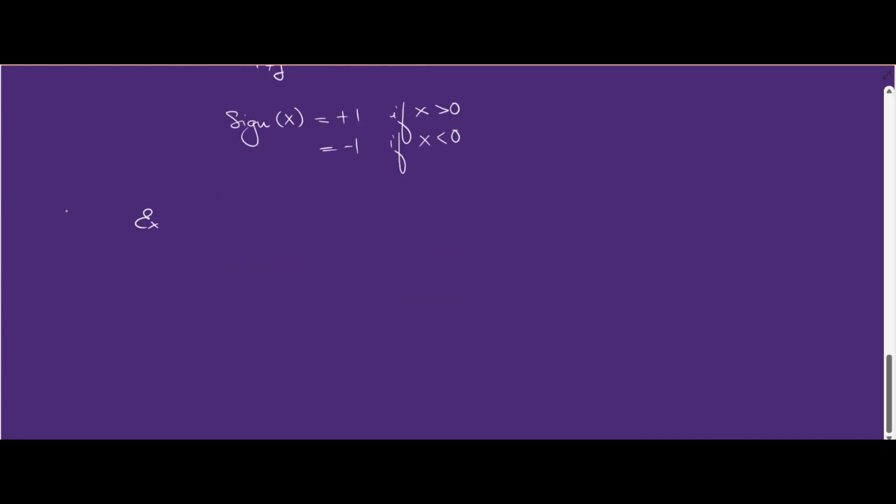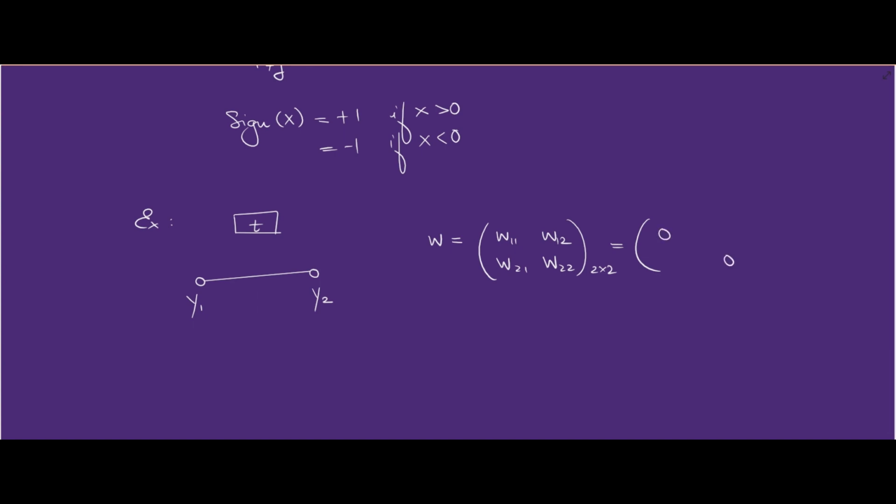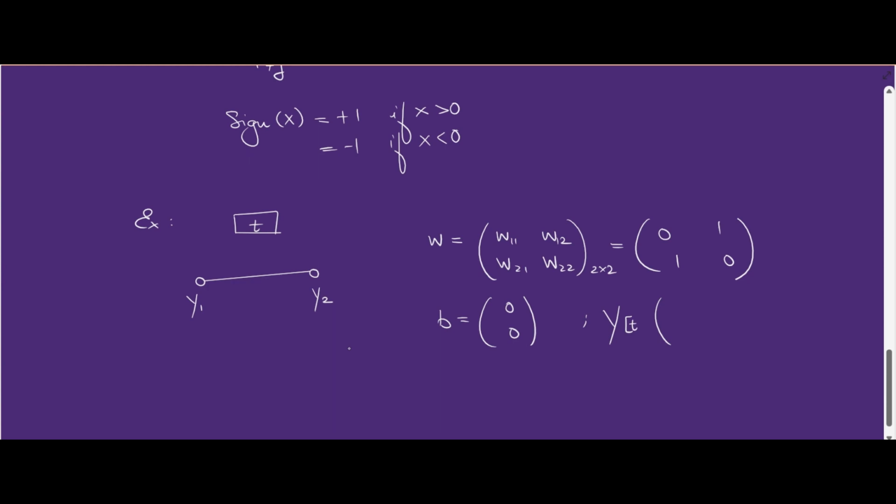Let us look at one example. Let's say we have a Hopfield network of only two neurons, y1 and y2, and there is a connection between them. And we are considering time t. Then the weight matrix can be given as W, which is equal to W11, W12, W21, W22. It's a 2 cross 2 square matrix, and let's say that it has a value like this, as it is symmetric also. And let's say that the bias is 0, and the values of the neurons at time t are minus 1 and 1. So this is y1 and this is y2.